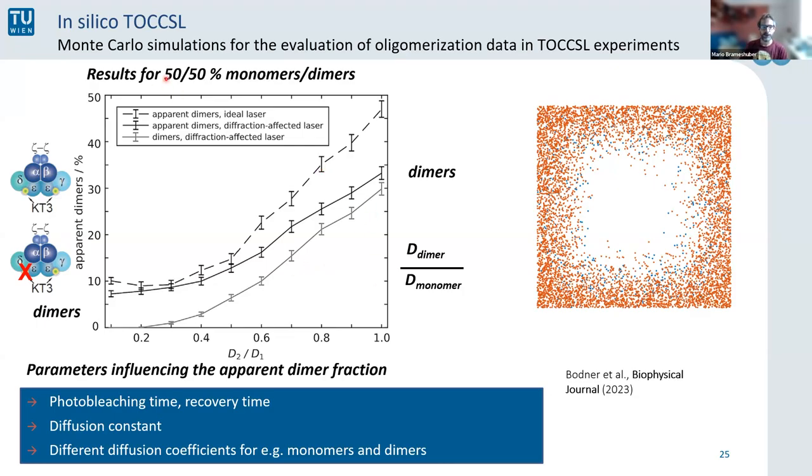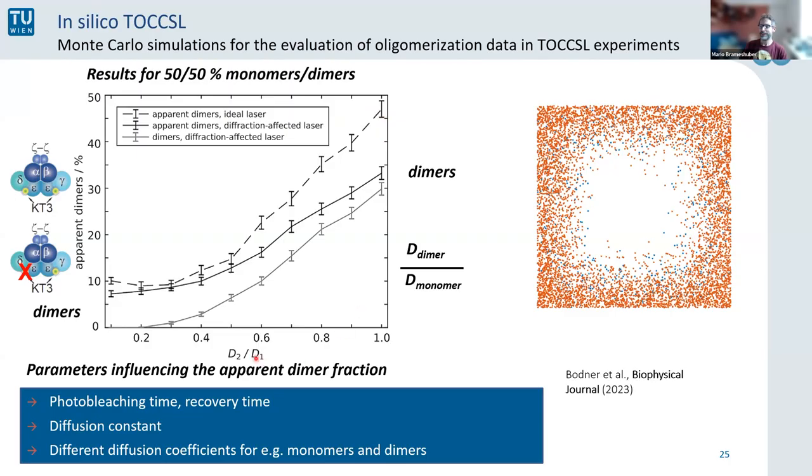And this is what we also tried to simulate here. So we simulated a system with 50% monomers and 50% dimers. What you see here is the diffusion coefficient of dimers versus the diffusion coefficient of monomers. And if both of them diffuse with the same diffusion coefficient, we detect around 50% of dimers. Now please look, for the ideal laser profile, just at the dashed line. If they diffuse with the same speed, we should ideally detect 50-50.